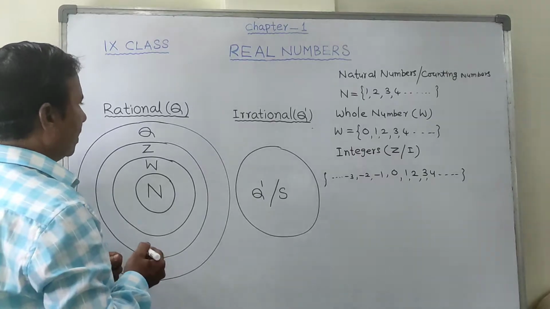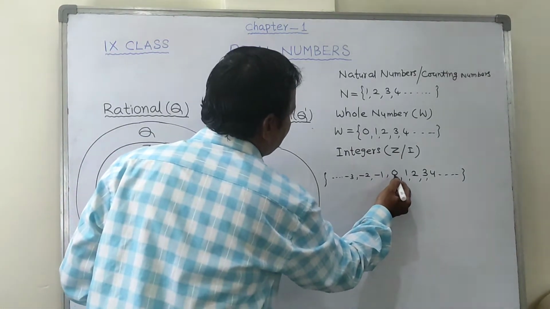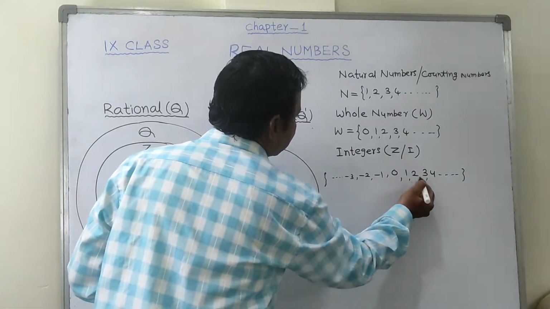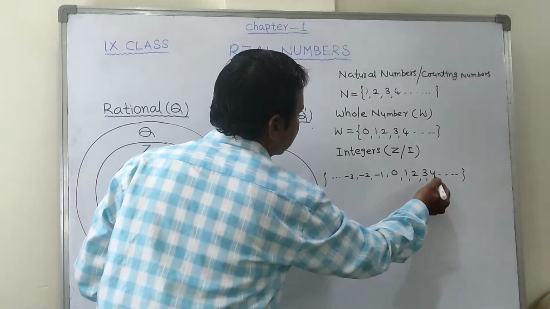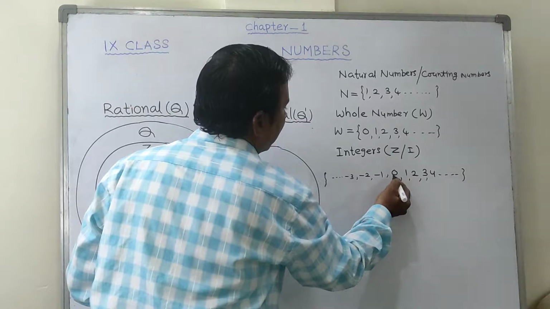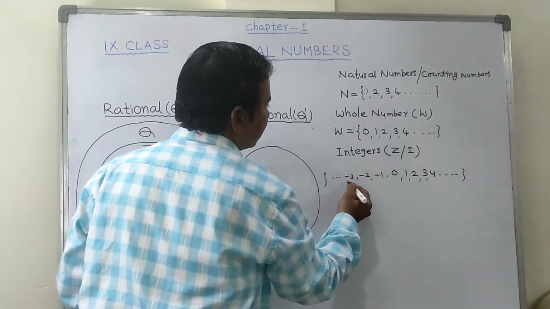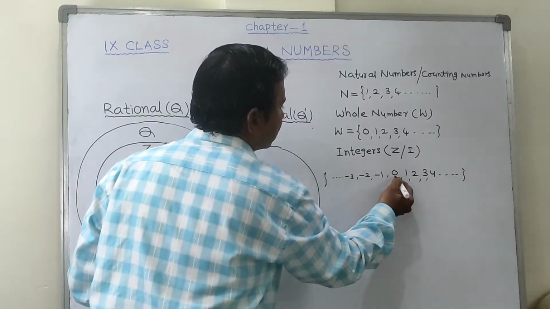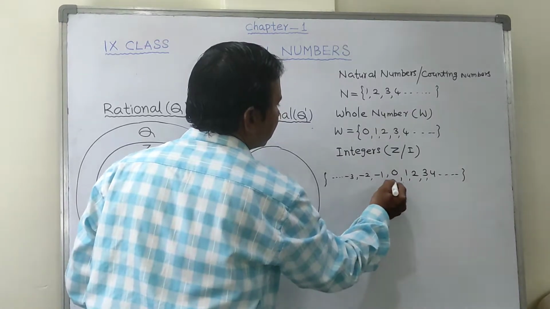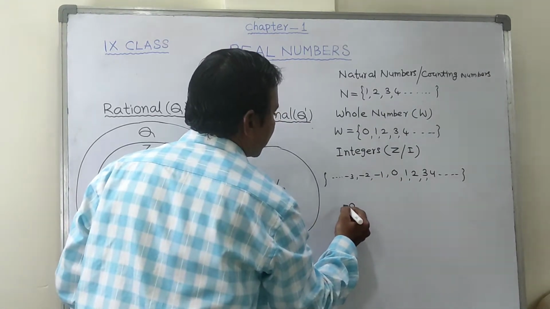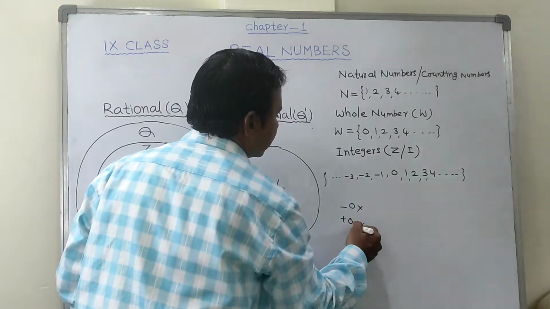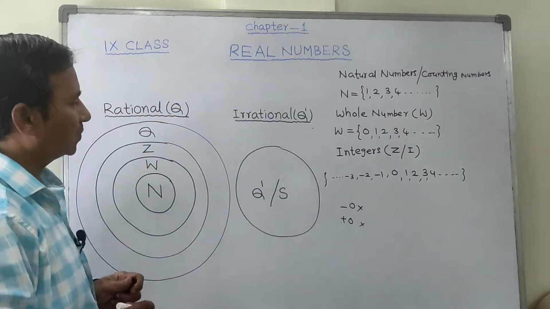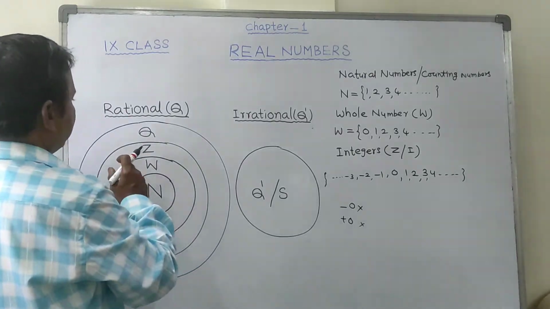Okay. And if you see 0, 0 will be neither positive nor negative. It won't come under the part of positive numbers or under the part of negative numbers. We have to say 0 is neither positive nor negative. So for 0, we should not keep any negative value or positive value. We should not write like this. So this is about integers.